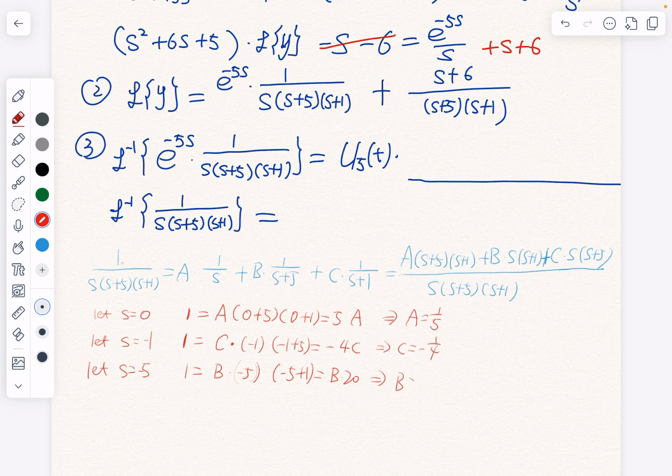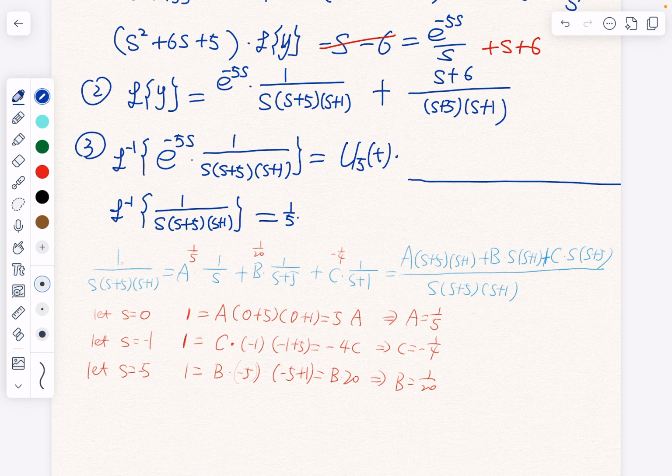So your b is 1 over 20. So what you're going to end up with is that this whole function is going to be a fifth of 1 over s, negative a quarter of 1 over s plus 1, and 1/20th of 1 over s plus 5. So I end up with 1/5.